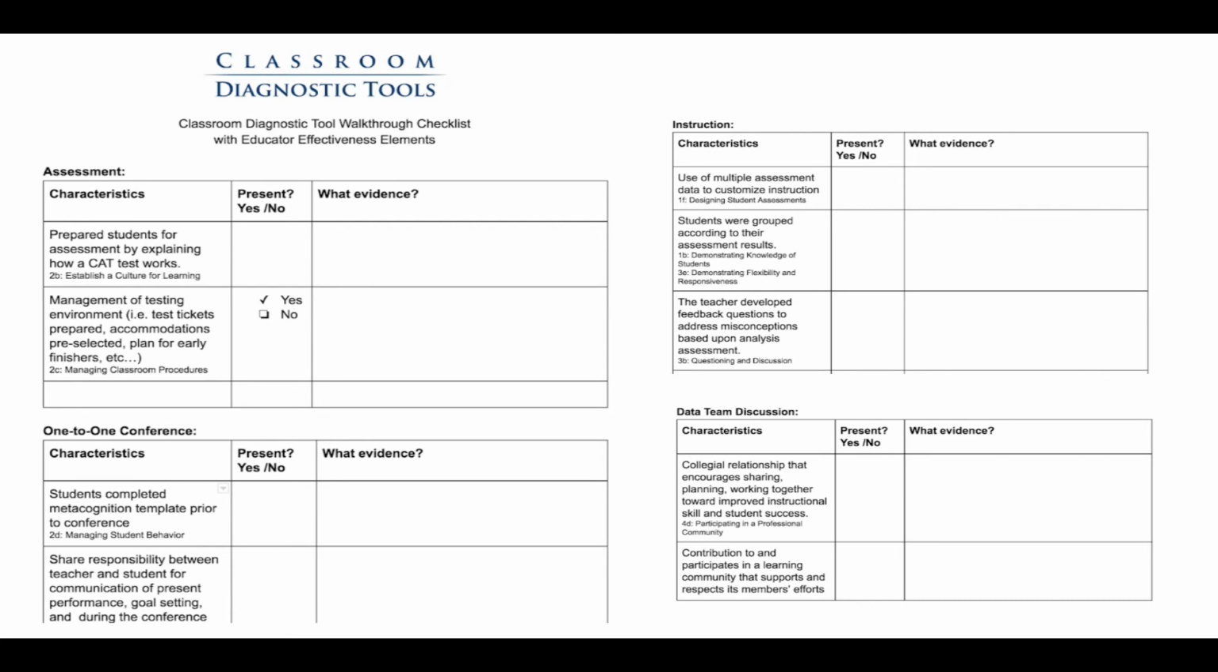Students completed metacognition template prior to the conference. Moving over to the right-hand side of the screen, use of multiple assessment data to customize instruction. That ties to element 1F, designing student assessments. You see the pattern. We have thought about each of the stages of the assessment cycle and tied that to a walkthrough checklist that has an overlay of educator effectiveness elements. So again, I pose that question to you. How has your LEA intertwined educator effectiveness with the assessment cycle?